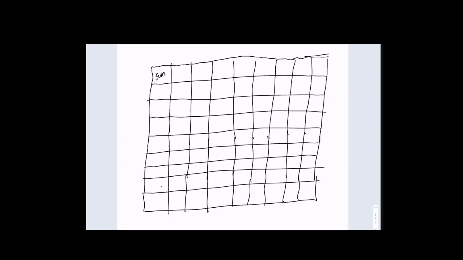So we're going to talk out here about sums, and we're going to label the numbers of the digits: 0, 1, 2, 3, 4, 5, 6, 7, and the same thing going down: 0, 1, 2, 3, 4, 5, 6, and 7.